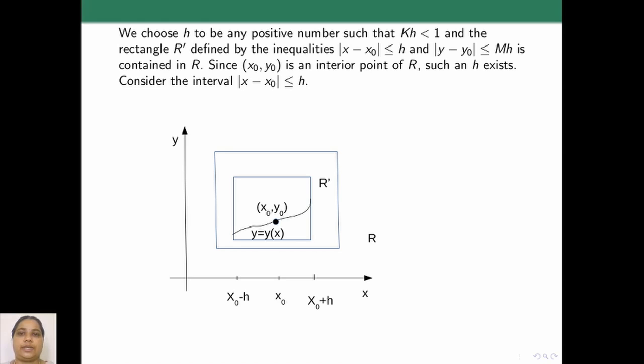We choose h to be any positive number such that K h is less than 1 and the rectangle R dash, defined by the inequalities modulus of x minus x naught less than or equal to h and modulus of y minus y naught less than or equal to M h, is contained in R. Since x naught y naught is an interior point of R, such an h exists. Consider the interval modulus of x minus x naught less than or equal to h.